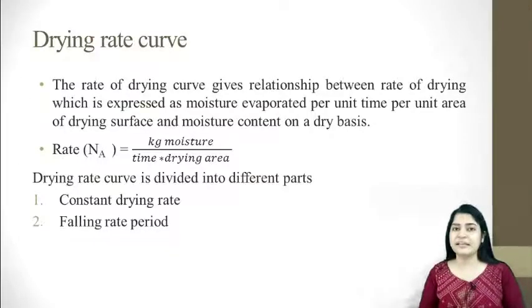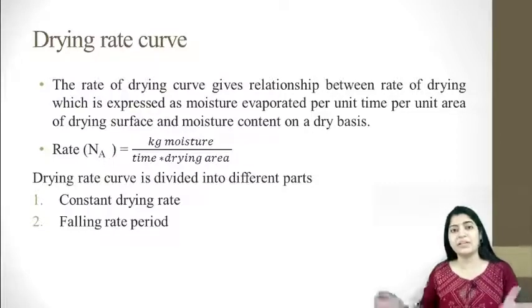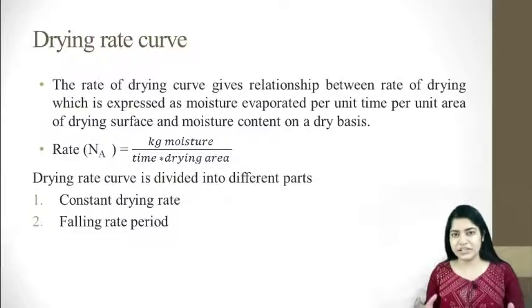Next is the drying rate curve. What is drying rate curve? This is the rate of drying curve which gives the relationship of rate of drying. Now your rate of drying is expressed as what? It is expressed as kg of moisture evaporated per unit time, per drying area which is subjected to drying. So your rate is represented as kg moisture evaporated per unit time per drying area.